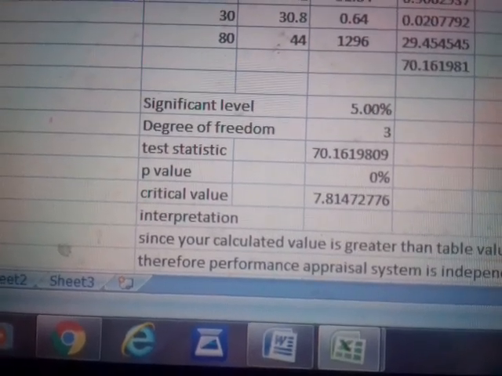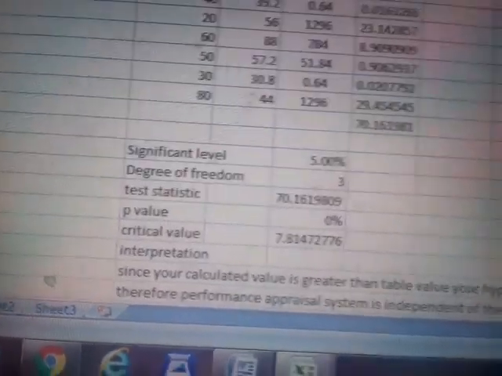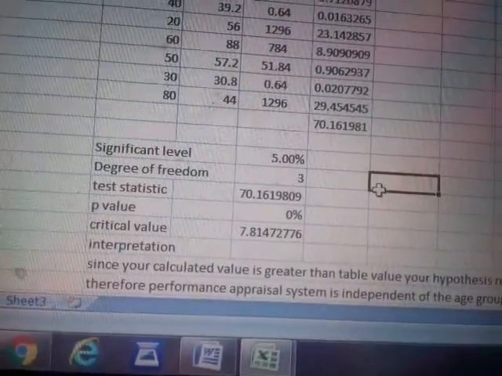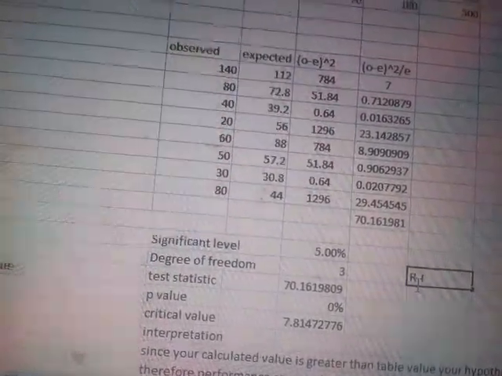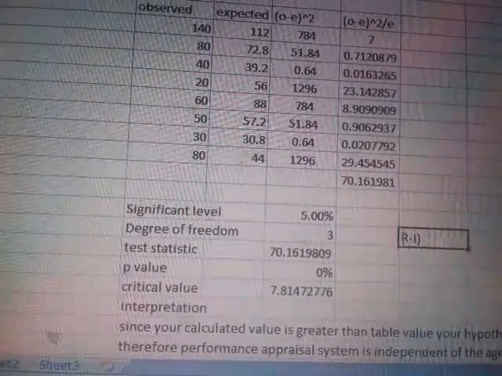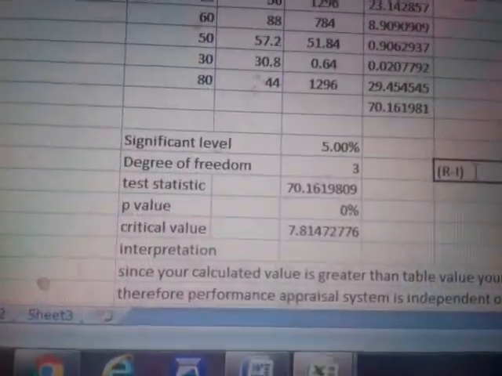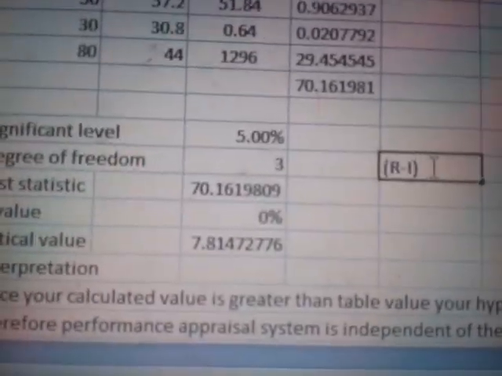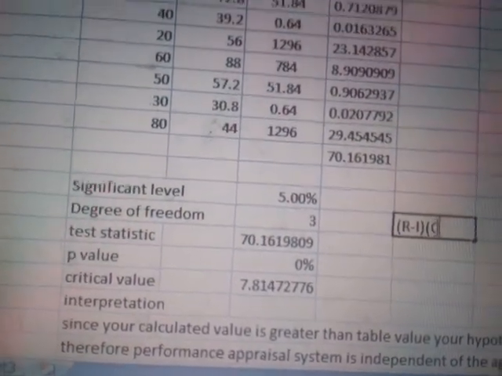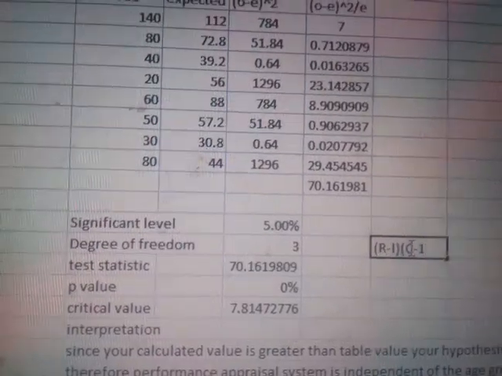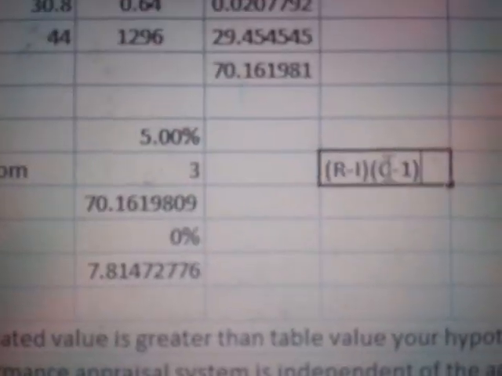And how to calculate your degree of freedom? See, I said 2 rows and 3 columns. So the formula is R minus 1 into column minus 1. This is the formula to calculate your degree of freedom for a contingency table. Is it clear? So this is your degree of freedom.